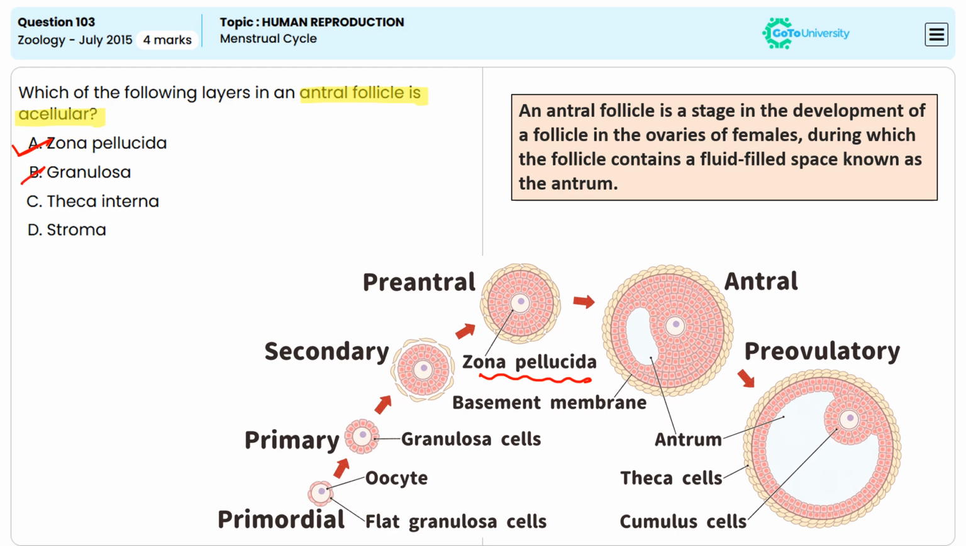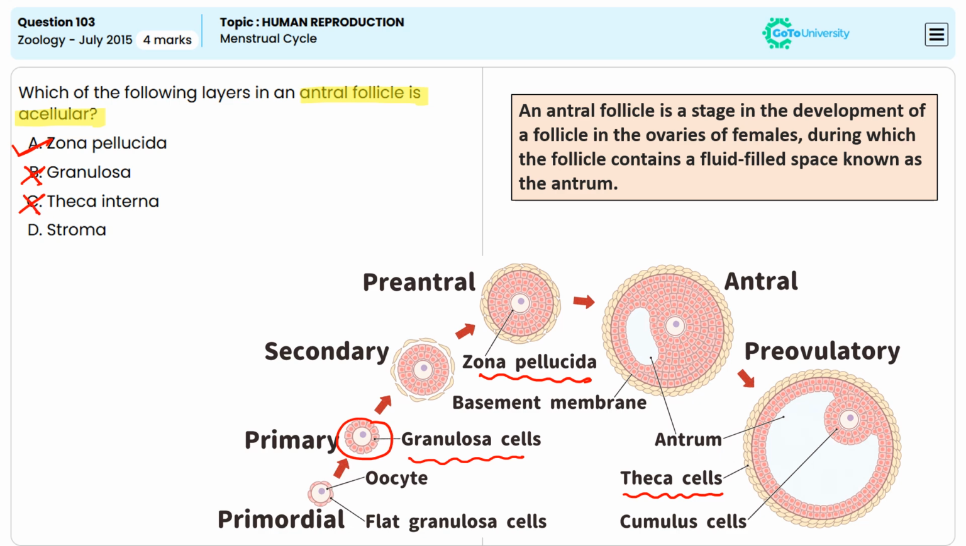Option B, granulosa. So granulosa are a layer of cells that surrounds the oocyte and are involved in the production of estrogen and providing nutrients to the developing egg. So option B is incorrect. Option C, theca interna. So theca interna is a layer of cells that surrounds the granulosa and they produce androgens which are converted into estrogens by the granulosa cells. So option C is also incorrect.